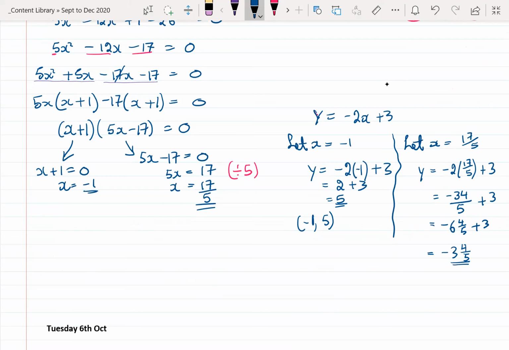Okay, so when x is 17 over 5, y is minus 3 and 4 over 5. If you also got, let's say, minus 19 over 5, that's also correct, okay? These are two answers. Okay, that's it.